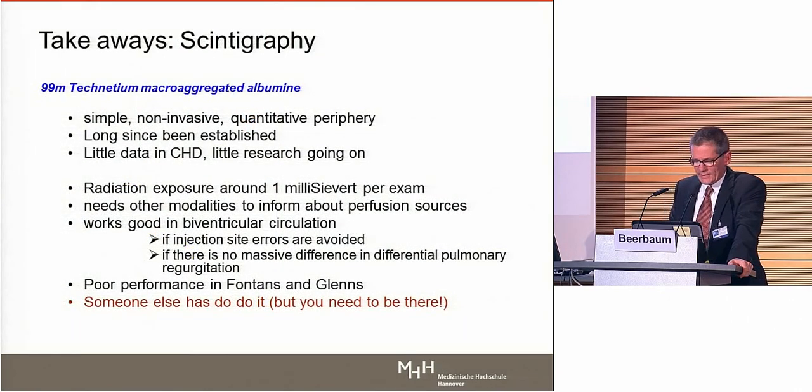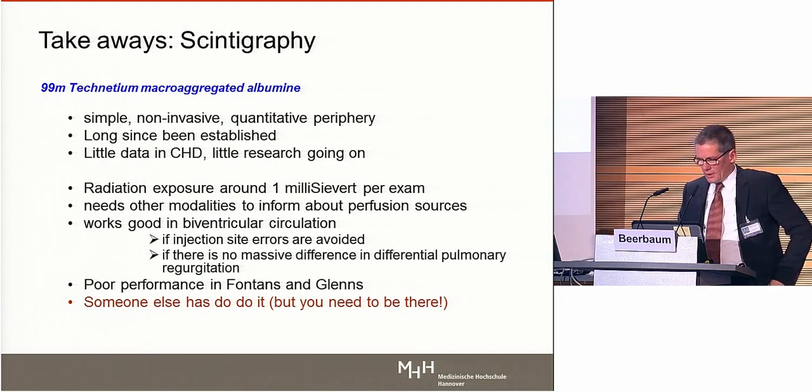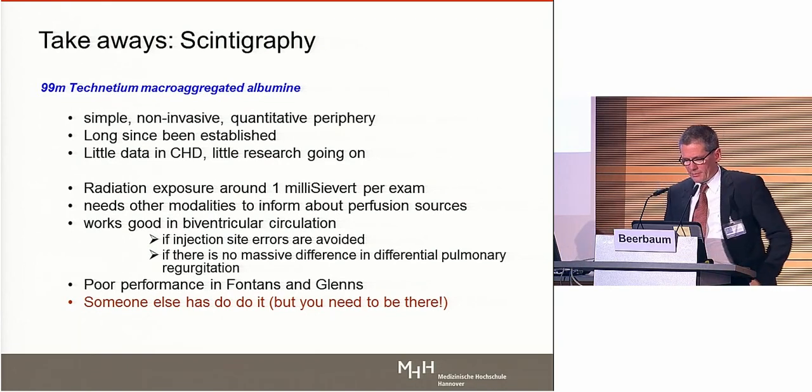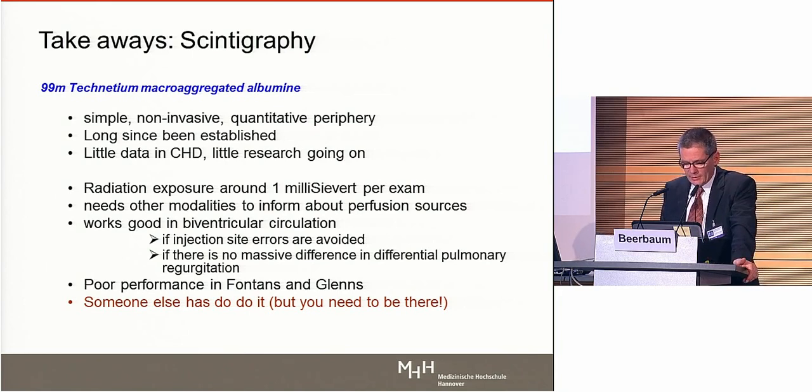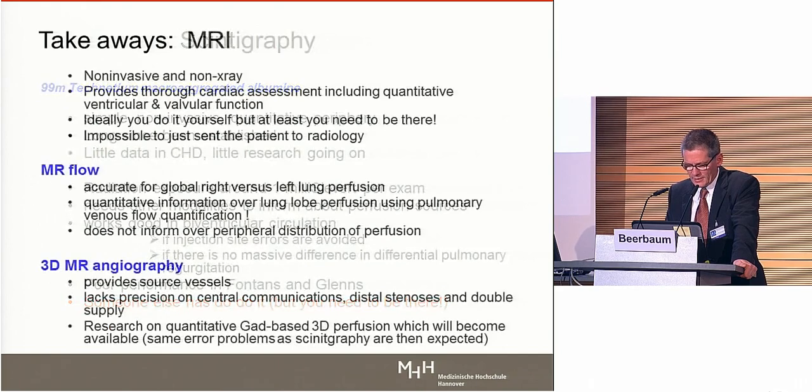Well, takeaways. Scintigraphy is simple. It's non-invasive. It can give you quantitative information on the peripheral perfusion. It's long been established. There is little data in congenital heart disease, little research going on. But if you know the limitations, it's a very useful test. And radiation isn't too bad if you use it. We've discussed the details before.